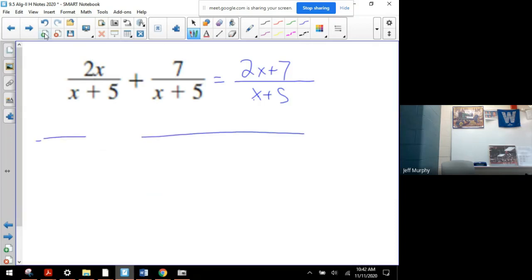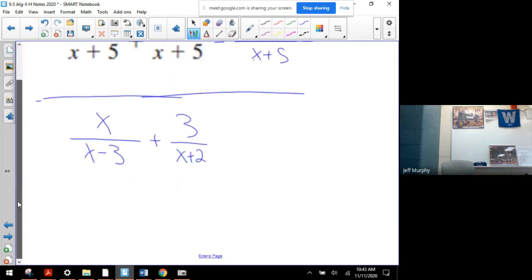For example, if I say we have x over x minus 3, excuse me, plus 3 over x plus 2. Those two denominators are different. And one of the easiest things that we learned way back when to get a common denominator was sometimes to just multiply the two denominators together. Well, that process really doesn't change. What is it? x minus 3, x plus 2.